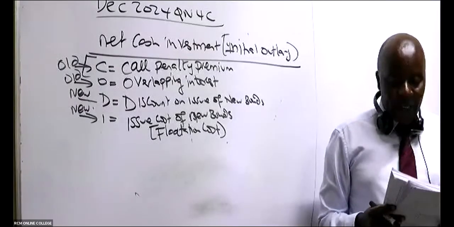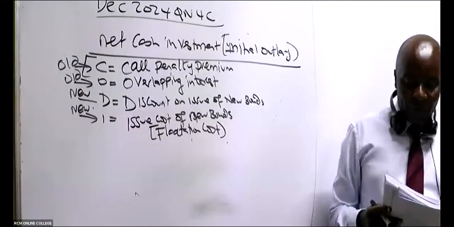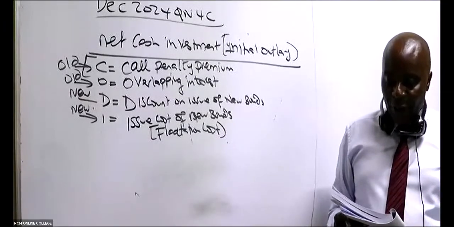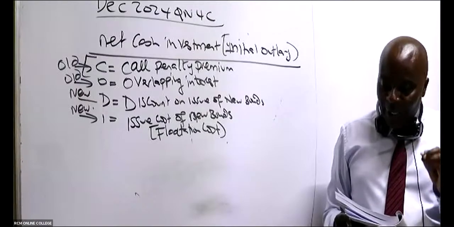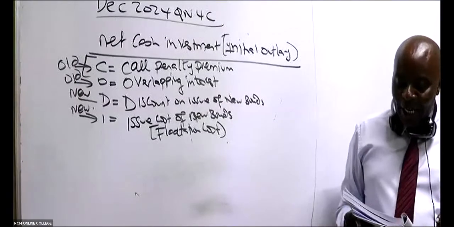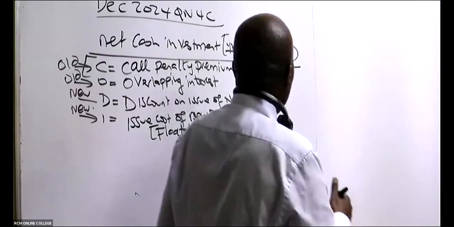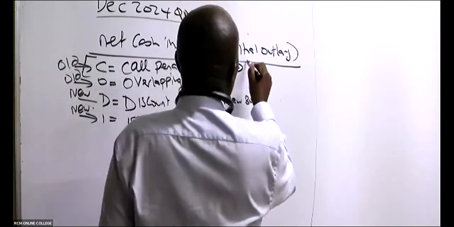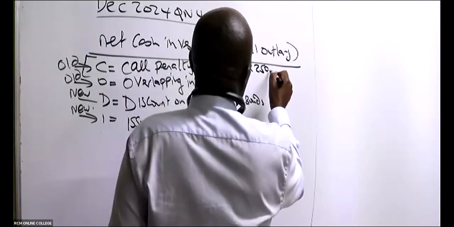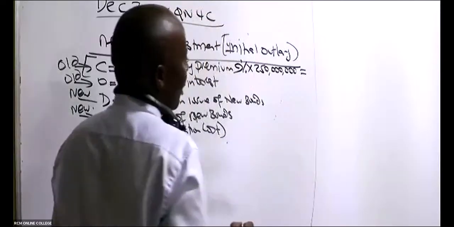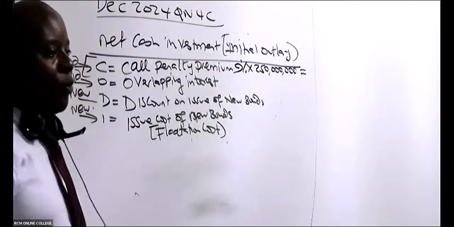9%, isn't it? The last line of the first paragraph. We are told this debenture can be paid off at any time, but the financiers will charge a penalty amounting to 9% of face value. And what is the face value? 250 million, isn't it? The face value is 250 million.